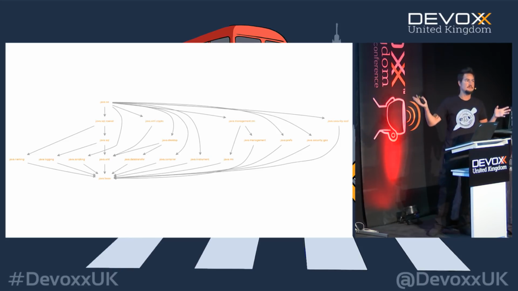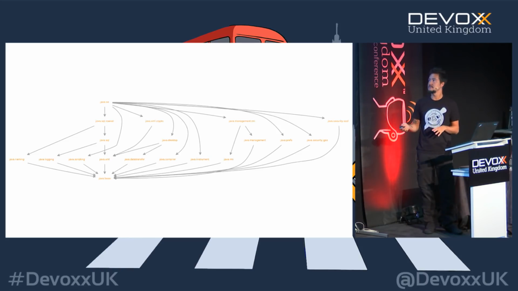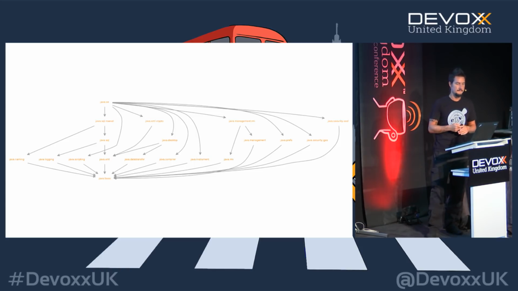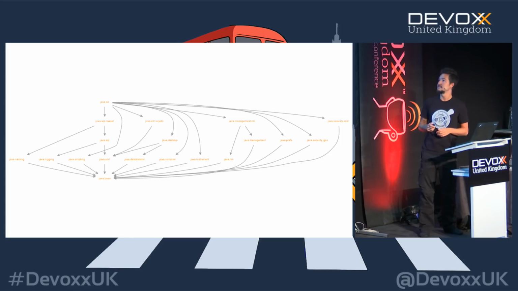So the JDK got split up into about 30 modules that start with java dot something, and another 70 modules that start with jdk dot something. And the official Java SE APIs are all in these java dot something modules. So you will primarily use these.